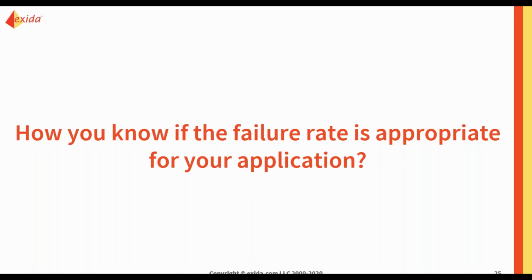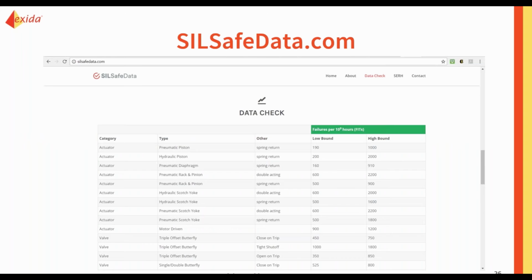So how do you know if the failure rates are appropriate for you in your application? Well, first of all, make sure it's right for your own device. So if you need the static or dynamic, if you need a subsea, the different types of environments, the different types of operation, clean versus severe. So make sure all of that has been identified. Then you can get the failure rates that you receive from the FMEDA reports or from the certificates.